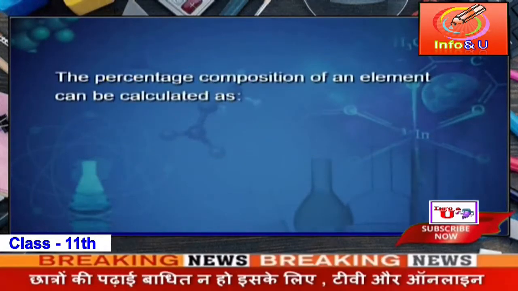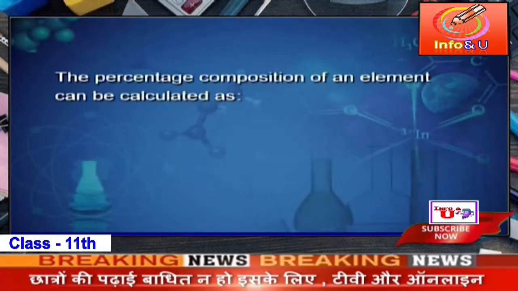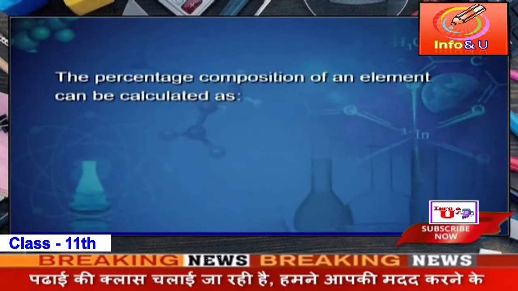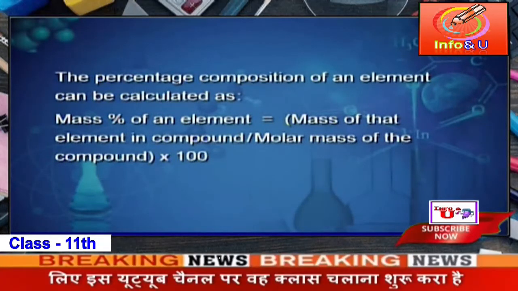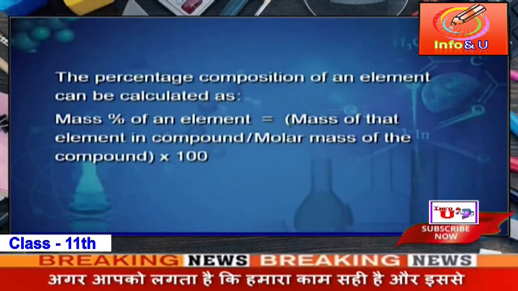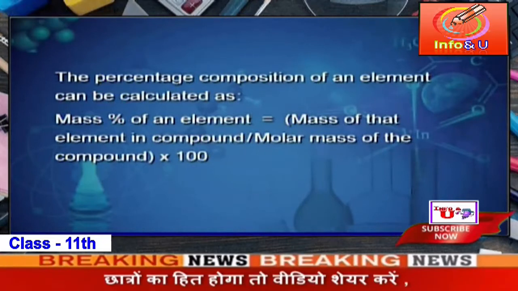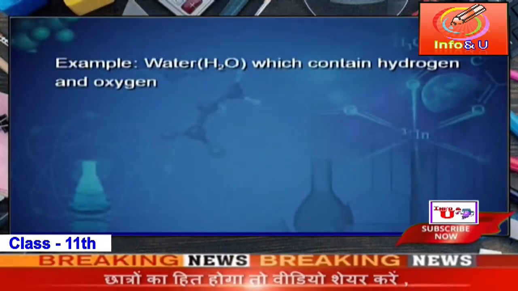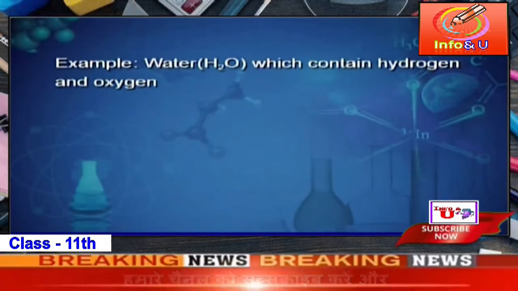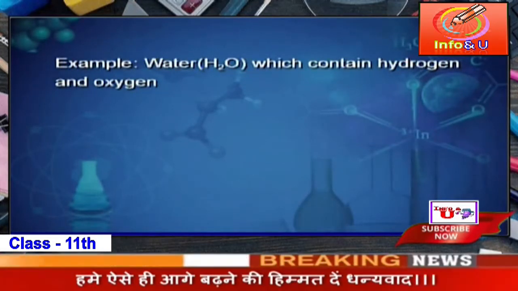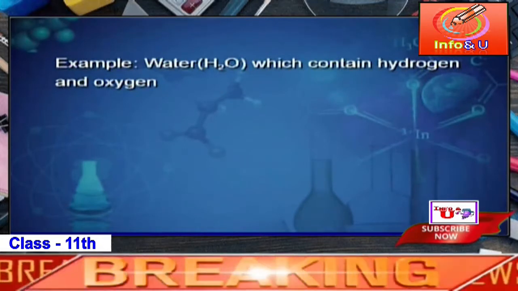The percentage composition of an element can be calculated as: mass percent of an element is equal to the mass of that element in the compound divided by the molar mass of that compound, multiplied by 100. Example: water, that is H2O, which contains hydrogen and oxygen. So we can calculate the percentage of hydrogen and oxygen in this water molecule.